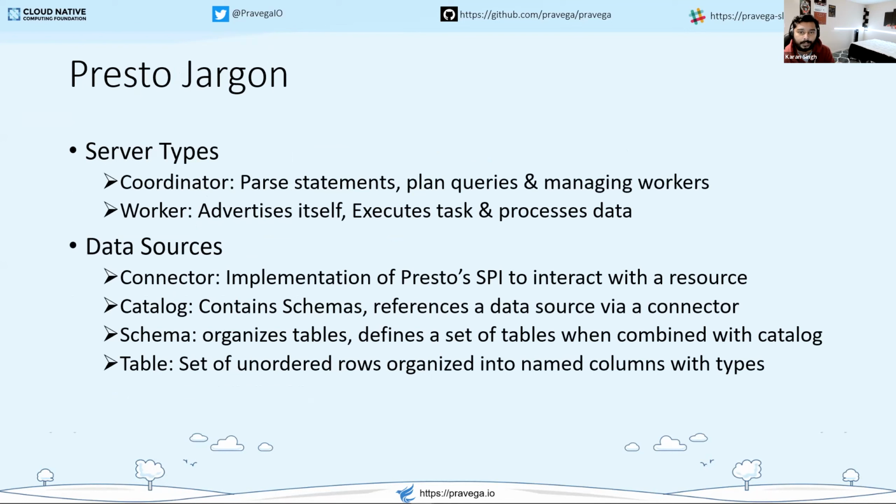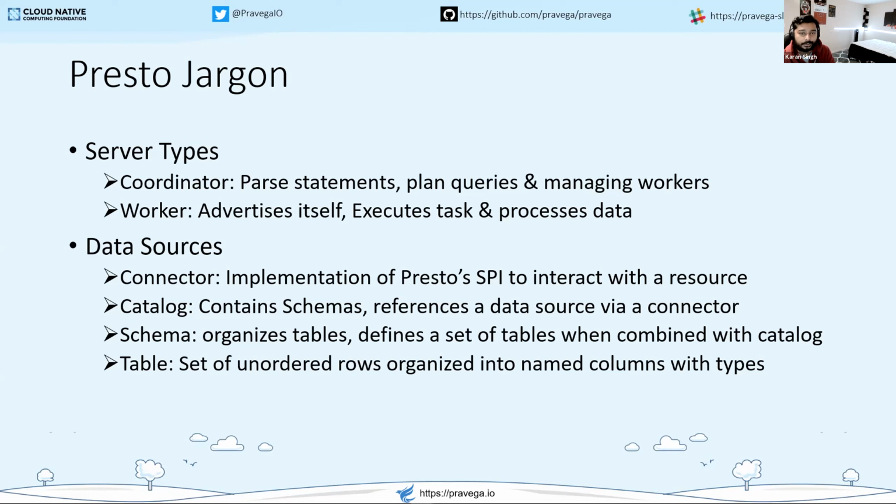Let's talk a little about Presto jargon before we move on to the actual connector. So there are some of the terms defined by Presto which might be confusing, so we'll go over that here. One of the major things is the server types we talked about in the architecture. It has a coordinator, a single coordinator, and a worker which can scale from one to many. The main task for the coordinator is to parse statements, plan queries, and manage the workers. And the workers are supposed to advertise themselves, execute tasks at the low level, and process the data. Actual processing of data is something that happens on the worker nodes.